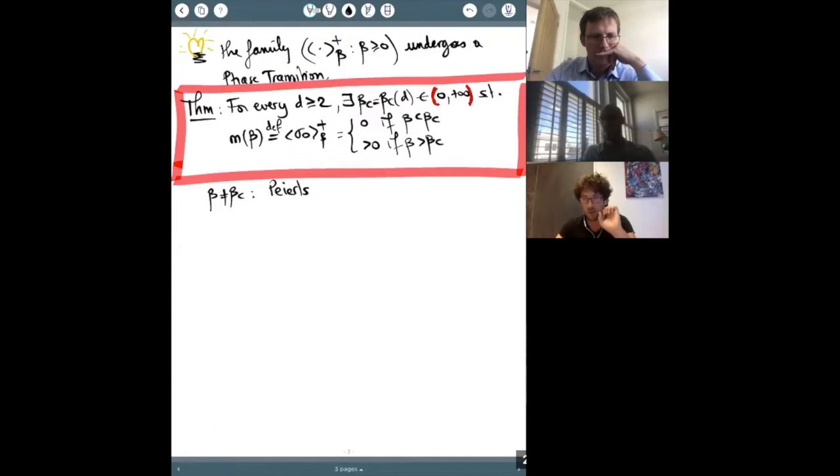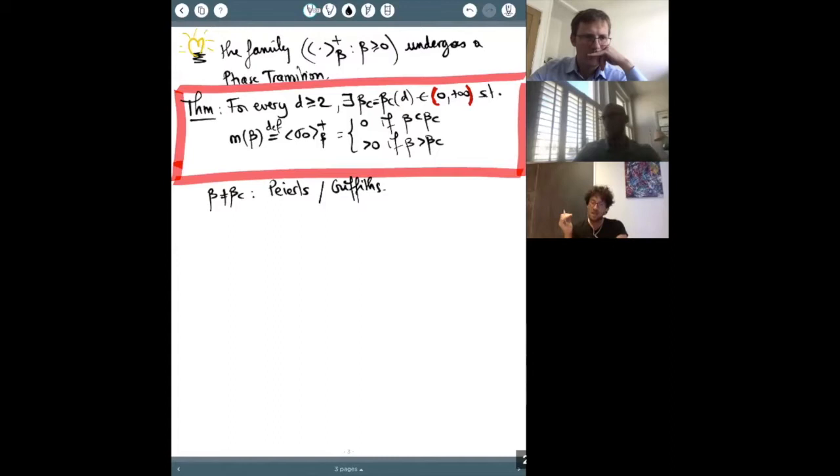And if you combine that with a monotonicity result, for instance, from Griffiths, you really have the existence of this beta c as the infimum of the betas for which the magnetization is positive. So Griffiths is telling you that M of beta is a non-decreasing function. So there is an infimum of the beta for which it's non-zero, and for every beta larger, it is strictly positive.